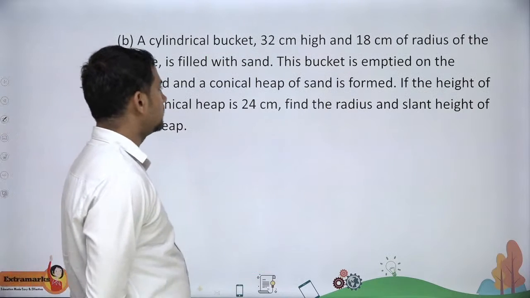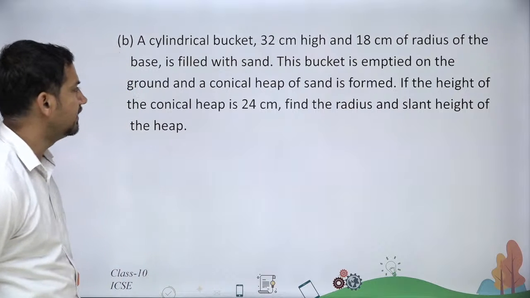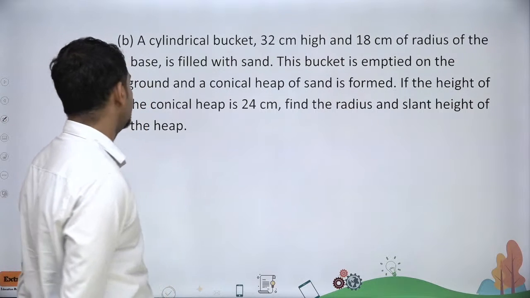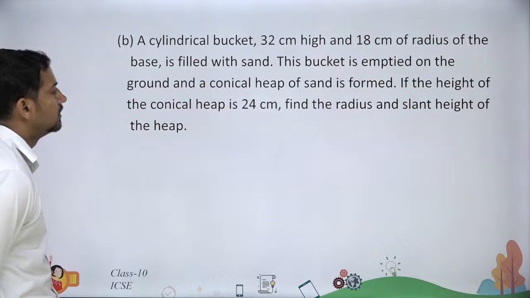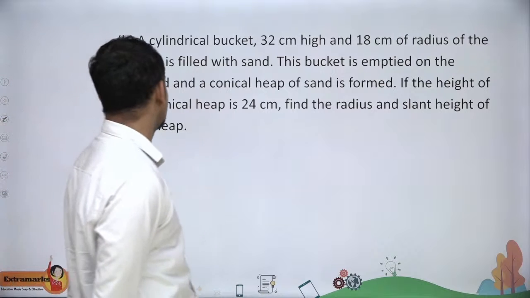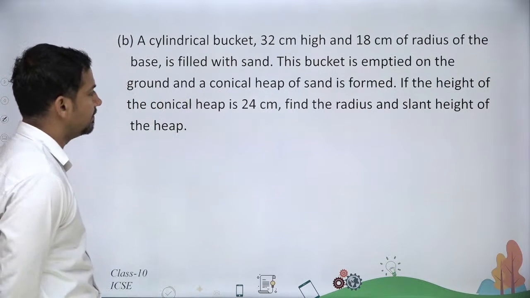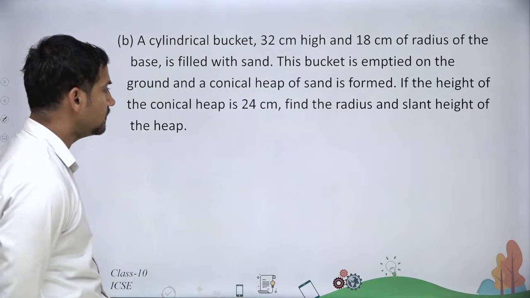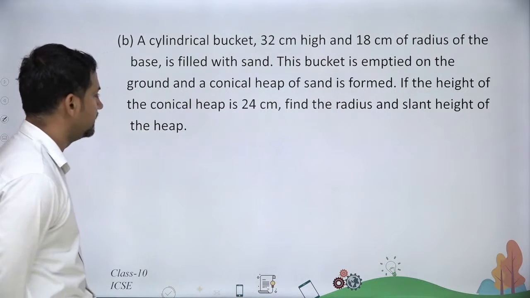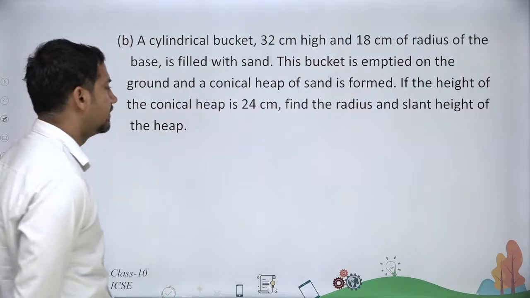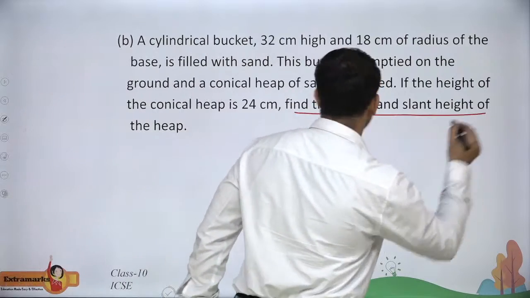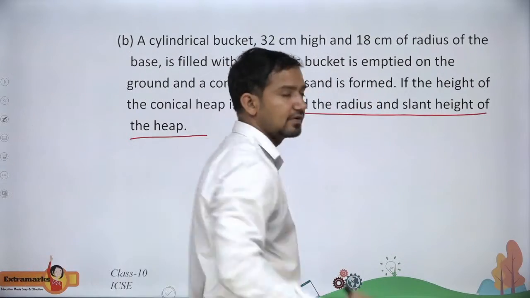A cylindrical bucket 32 centimeters high and with a base radius of 18 centimeters is filled with sand. The bucket is emptied on the ground and a conical heap of sand is formed. If the height of the conical heap is 24 centimeters, find the radius and the slant height.